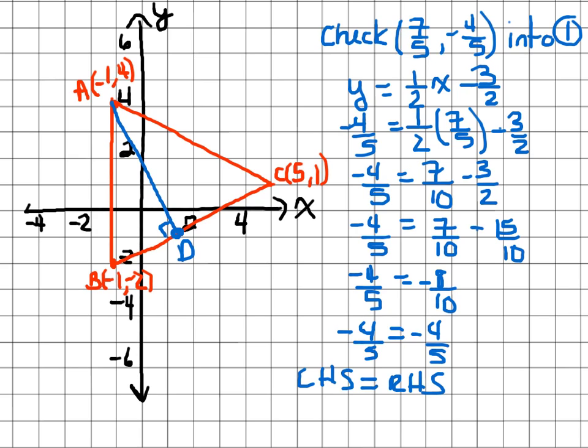So this is quite a bit of work. So we know that this point here, D, is 7 over 5, -4 over 5, and we verified that by substituting back into equation 1. So we now have all of this information. We know point A is -1, 4, and point D is 7/5 and -4/5. So therefore, we can use this to calculate the distance, or the actual height or the length of that line segment. And we'll do that on the next slide.